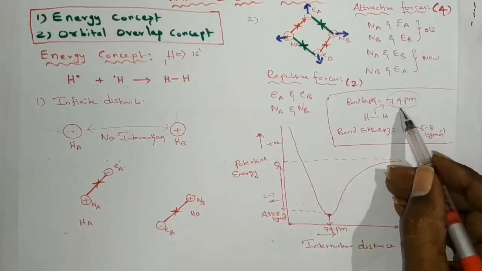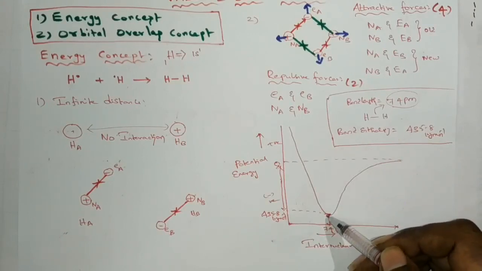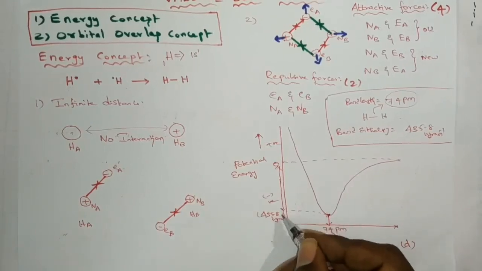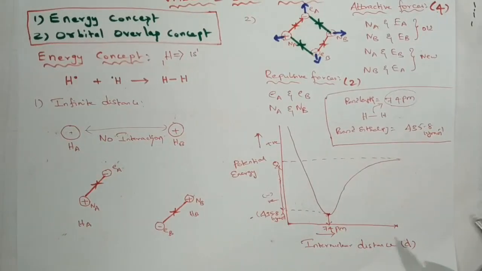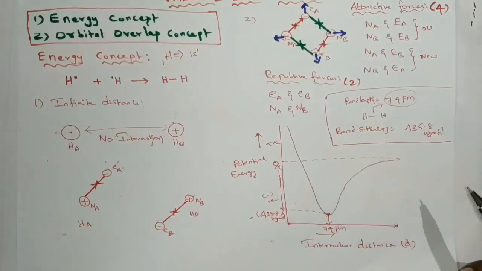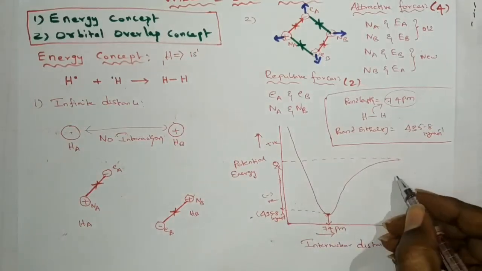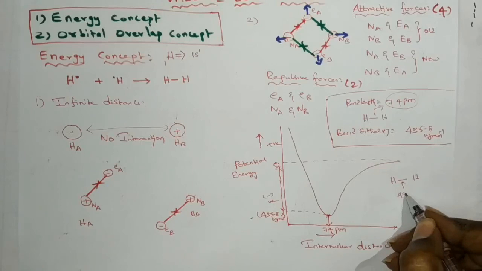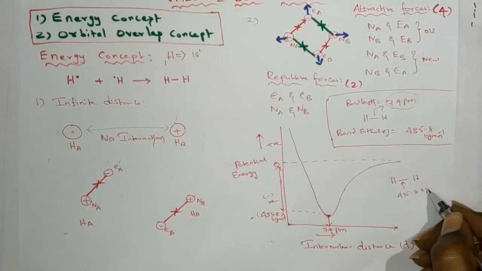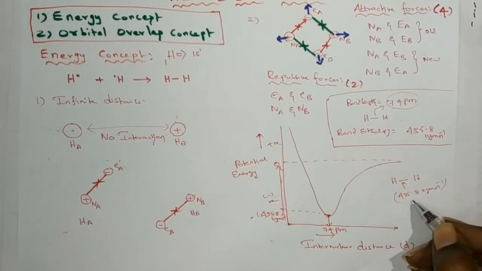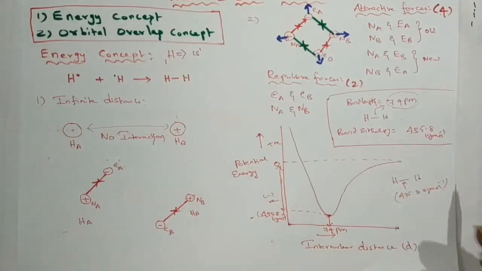A stable state is formed. Okay, this much energy is released when the stable state is formed. How much energy is released corresponds to this 435.8, actually negative, minus 435.8 kilojoules per mole of energy, released when the covalent bond is formed between a hydrogen atom and a hydrogen atom. Which means that in order to break this covalent bond, we need to supply 435.8 kilojoules per mole. In order to break this bond, we have to supply this much energy. Therefore, this energy is called bond enthalpy.